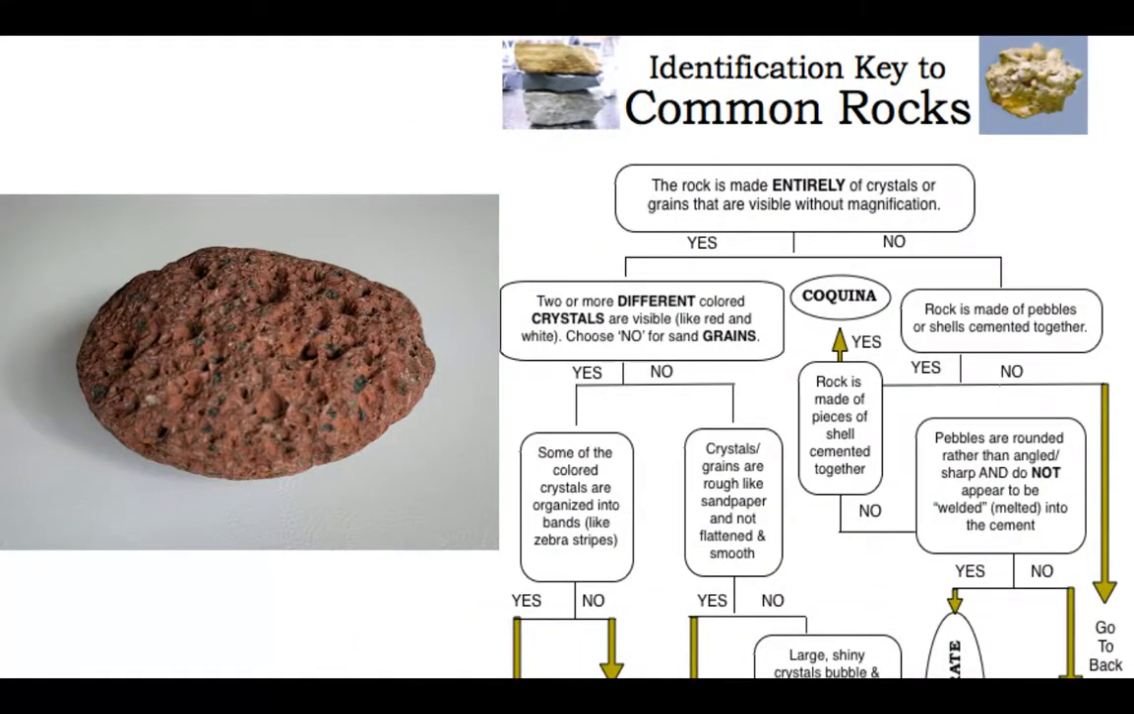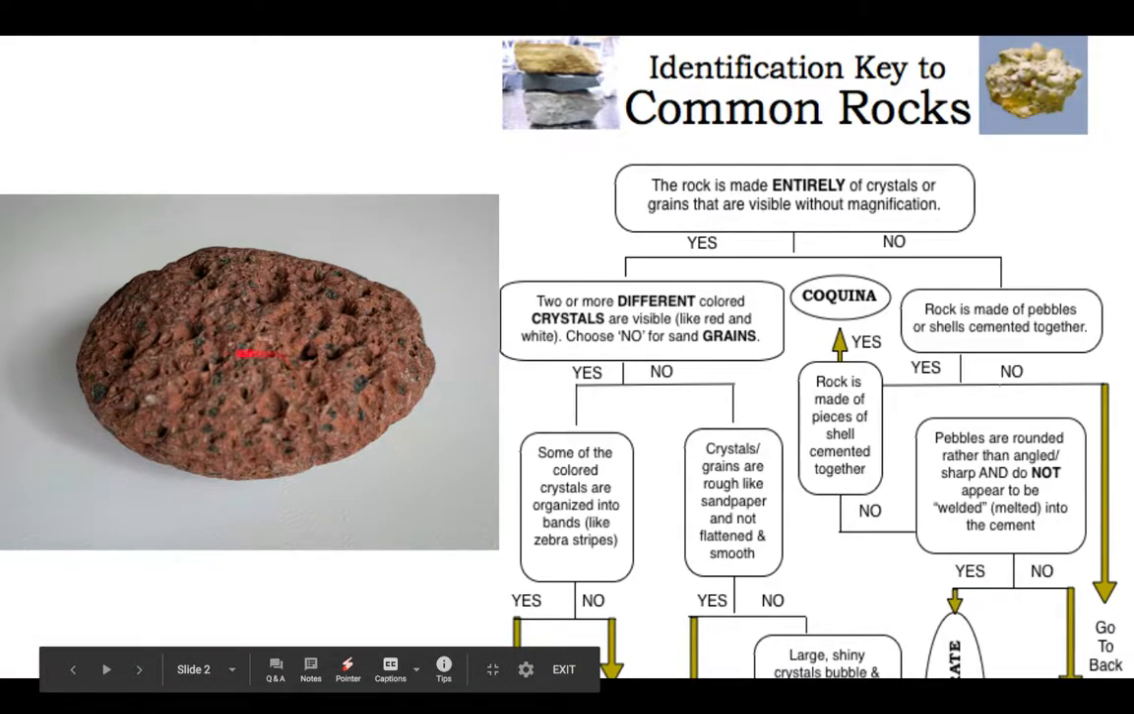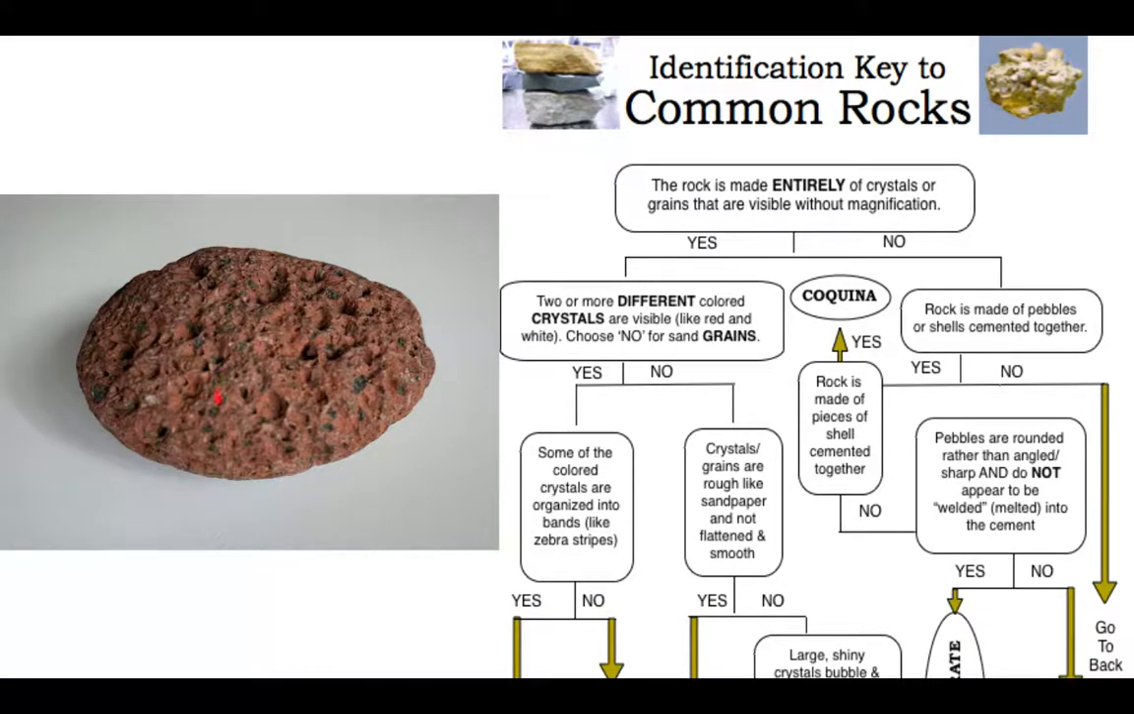So we start by just looking at the general features of the rock, noticing that it has lots of holes. It's a reddish color. It has little dark crystals in it. And in the reddish colored background, the crystals are too small to be seen. With this particular key, you always begin at the top. Notice the rock is made entirely of crystals or grains that are visible without magnification. It's a yes or no question. And in this case, we already know the answer is no. We have black crystals that are visible, and then the red crystals are not.